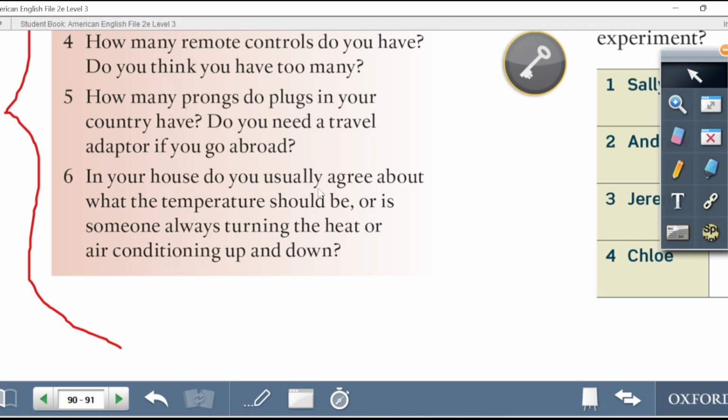In your house do you usually agree about what the temperature should be؟ توی خونتون موافقین با اینکه با هم به توافق میرسین که چه تمپرچری داشته باشین؟ or is someone always turning the heat or air conditioning up and down؟ یا یه نفر هست که مثلا کولر رو هی ببره بالا بیاره پایین درجهش رو.